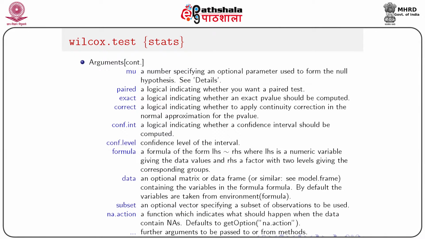The formula, if it is in formula format, would be the formula, say LHS tilde sign RHS, like this. And the data, then subset, if you want to analyze a subset of the data, and na.action should be na.omit. And then finally the triple dot argument.